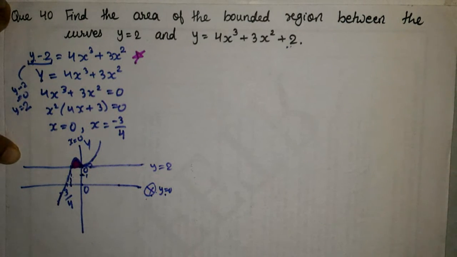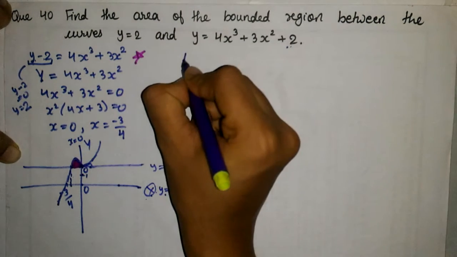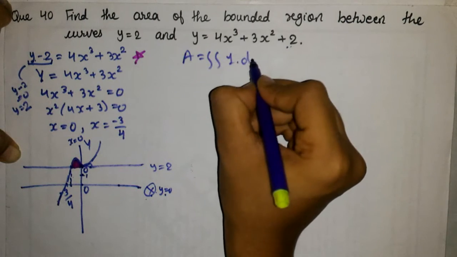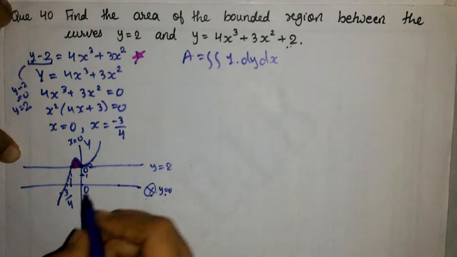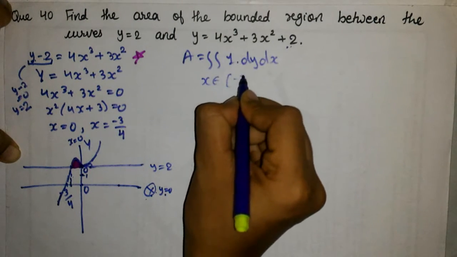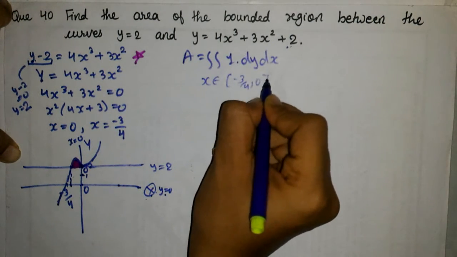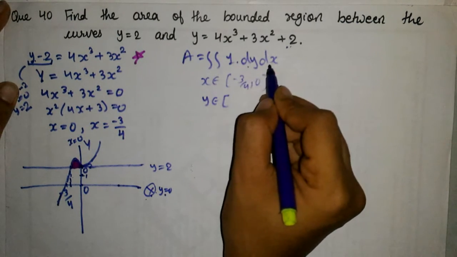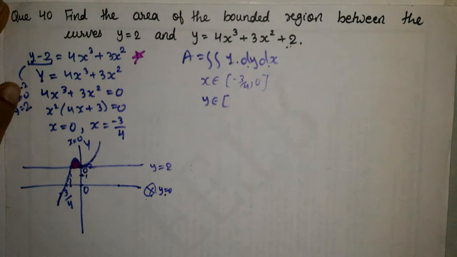So now we know the formula: area is equal to the double integration of 1 into dy dx. Why did I take dy dx? Because we know the limit of x. x belongs to minus 3 by 4 to 0, and for y, when it's dy dx, we draw the vertical line.